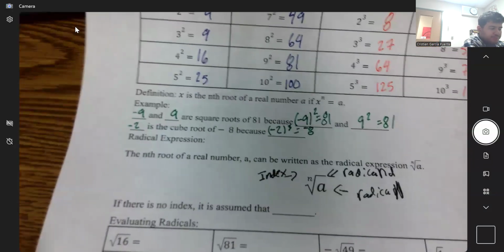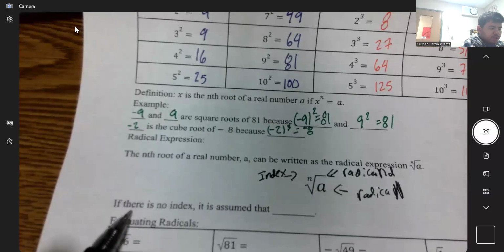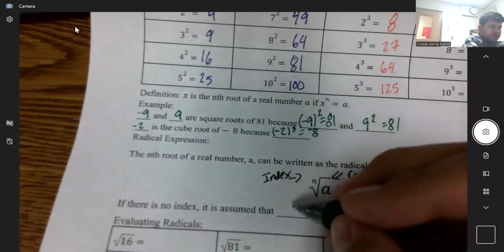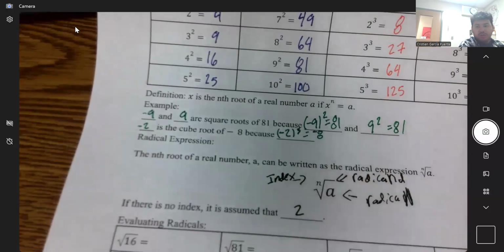So over here, if there's no index, like let's say you don't have any number right there, you are to assume that it is a two there, an invisible two.